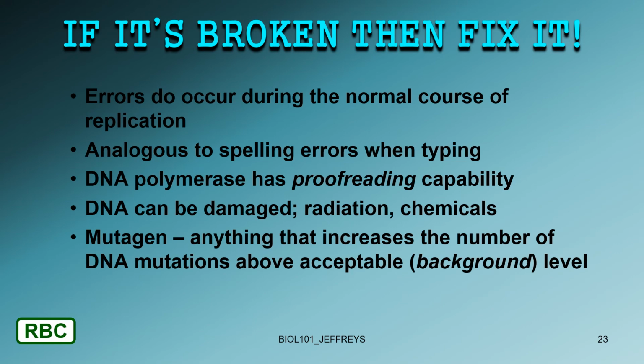If it's broken, then, well, fix it. So errors do occur during the normal course of replication, and DNA polymerase has proofreading capability, right? As it lays down a base, it double checks that base and makes sure it's the right base to put down. If there's a T, it's going to lay down an A. If it lays down a G, then it's going to halt and say, well, that's not right. It's going to pull out the G and put in an A. So it has proofreading capability like that.